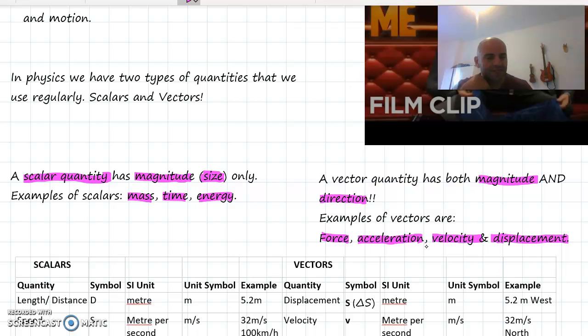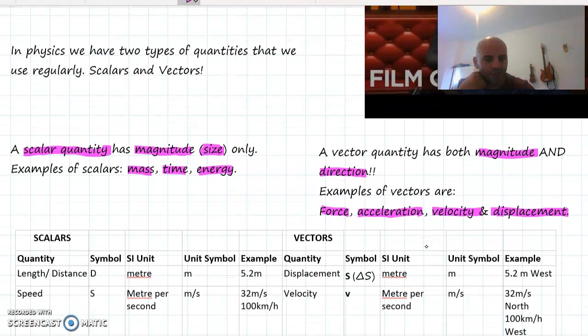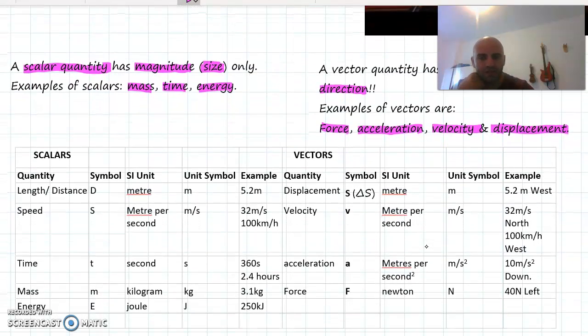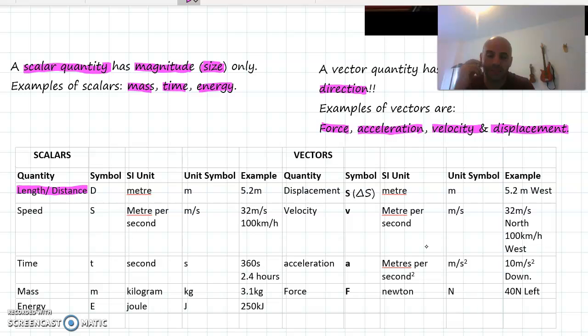Now, what I often like to say is that some scalar quantities have what I call vector cousins. Okay, so I've got a table just here. And the first thing on the table is the quantity length. So length, or sometimes it's called distance, or height, or width, can have a couple of different symbols. If you're calling it distance, you'd probably use the symbol D. Length, you might use L, width W, height H. Either way, they're all measured in meters. The symbol is m, lowercase m, and just an example of 5.2 meters.